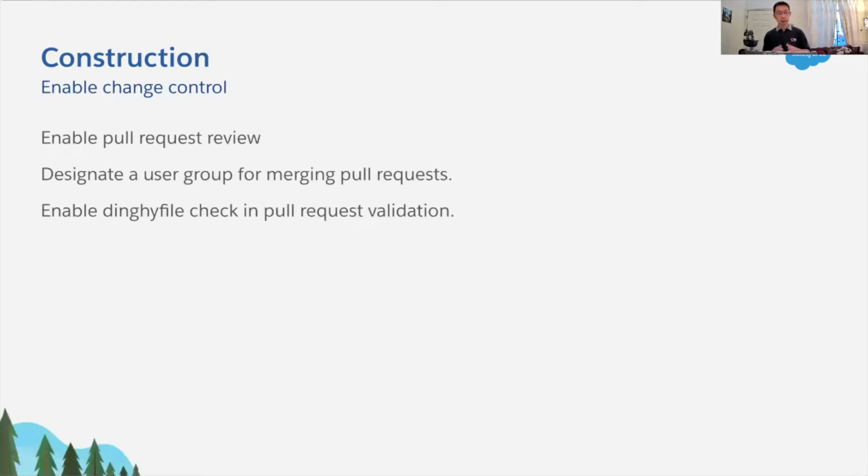The next slide here is about enabling change control. This includes quite a few key steps. We start by enabling pull request review, so only authorized personnel can review pull requests. We designate a user group for merging pull requests, and we enable Dinghy file check in pull request validation. What that means is this step will make sure the Dinghy file is a proper JSON file.